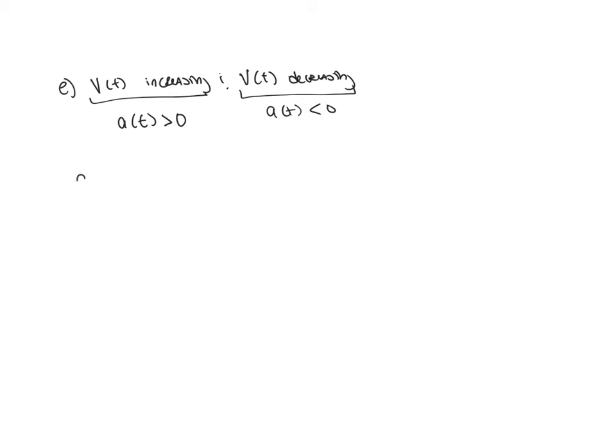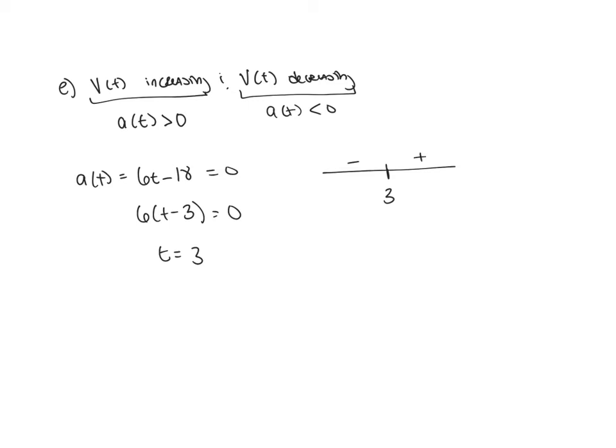So let's take a look at acceleration, which is 6t minus 18. We'll set that equal to 0. So that happens at t equals 3. I'm going to make the exact same little picture here to help me figure out what's going on. And let's plug 1 in. When I plug 1 in, I get a negative. And when I plug in, let's say 4, I'm going to get a positive.